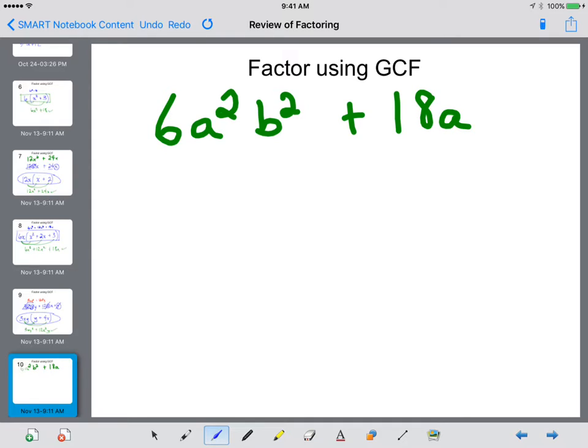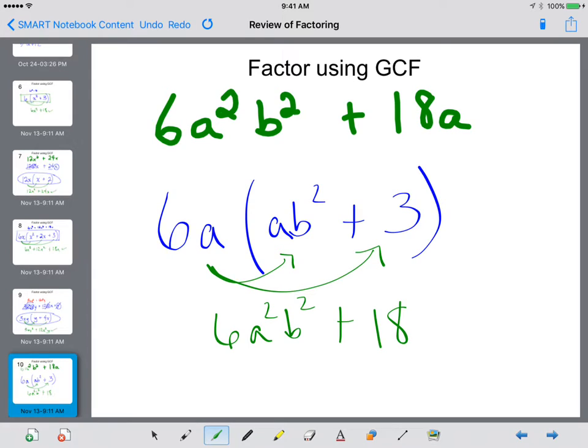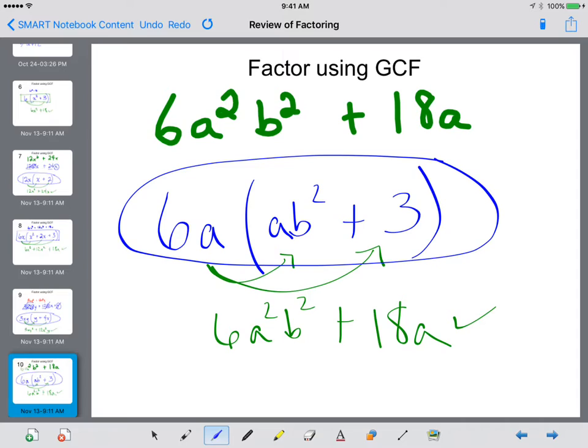6a squared b squared plus 18a. Greatest common factor would be 6a. Divide both out by 6. And they each have at least one a. So in the first term, I'd be left with a, b to the second, plus 18 divided by 6 would be 3. Again, let's double check. Let's distribute it back. We would have 6a squared b squared plus 18a. It checks out. So these are bulletproof. You can double check your work every single time.